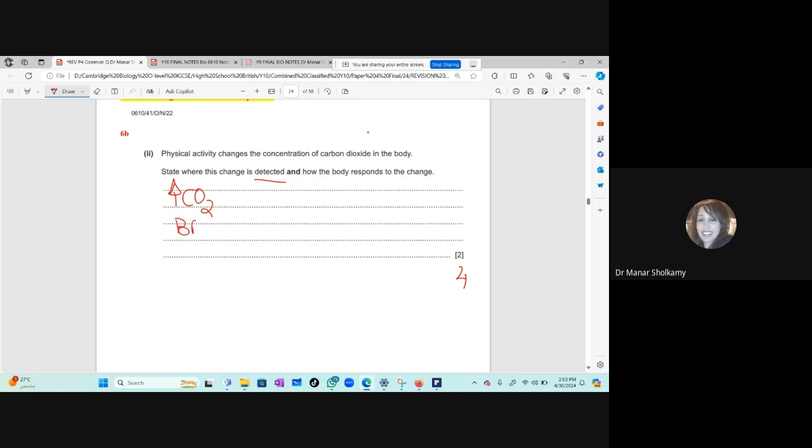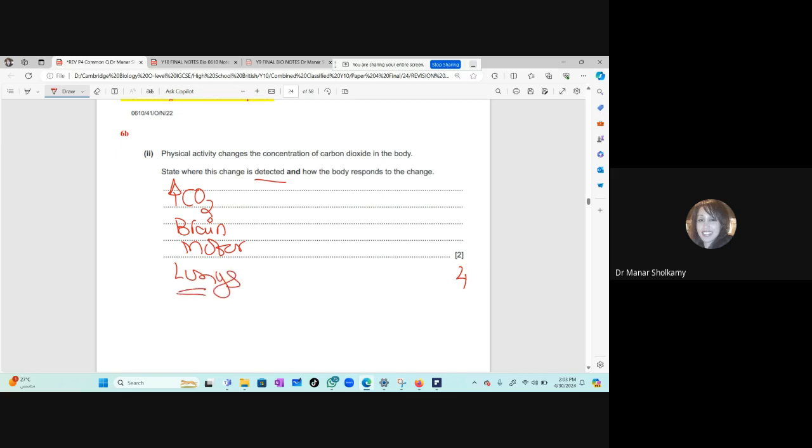And then what? What will the brain do? Send impulses to increase the rate and depth of breathing. Very good. The brain will send impulses. Now, when the impulses move from the brain to the lung, this is which type of impulse? Motor or sensory? Motor. Very good. Yes, I'm just asking you a little of details. So the brain will send an impulse to the lungs, to the muscles in the lungs.